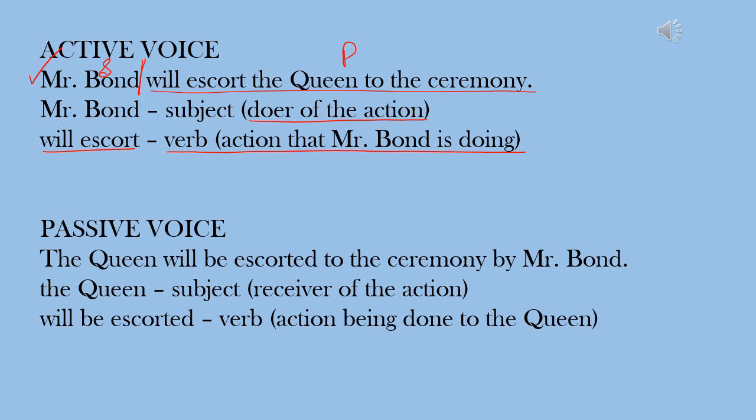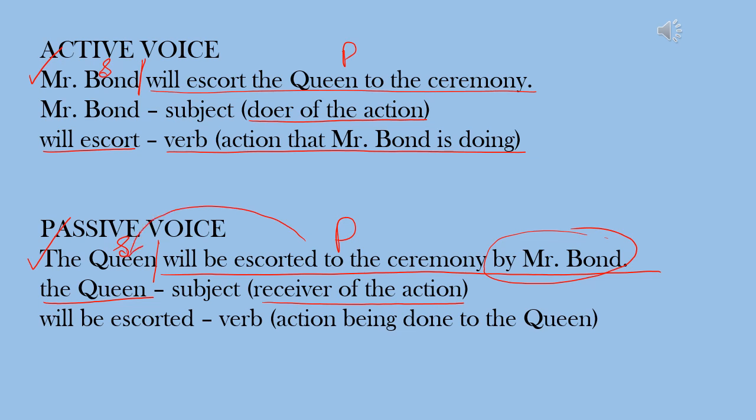Now, the same sentence can be transformed into the passive voice. The Queen will be escorted to the ceremony by Mr. Bond. So, over here, the subject is the Queen. Will be escorted to the ceremony by Mr. Bond. That is the predicate. So immediately we see that the Queen becomes the subject, that is the receiver of the action. So now the action is being done to her, to the subject. What is the action that is being done? She is being escorted to the ceremony. So will be escorted is the verb, that is the action which is being done to the Queen.